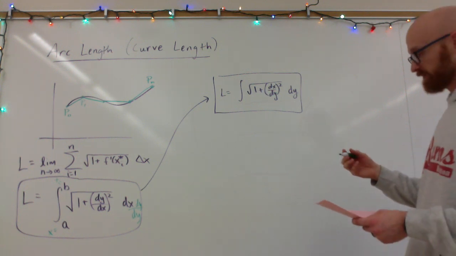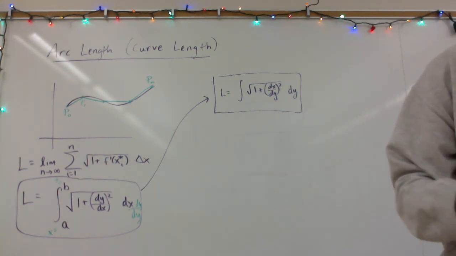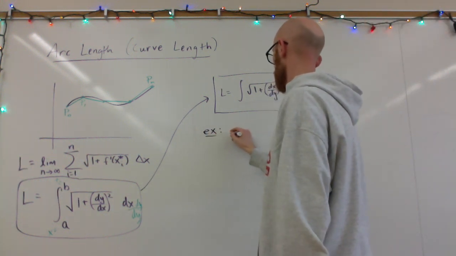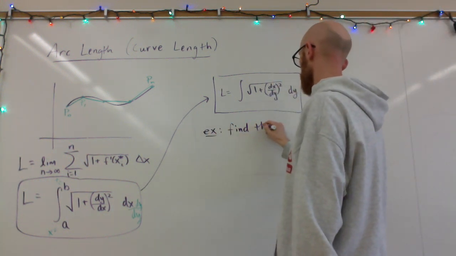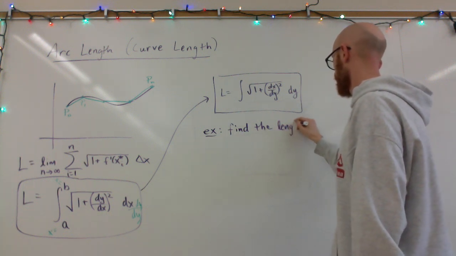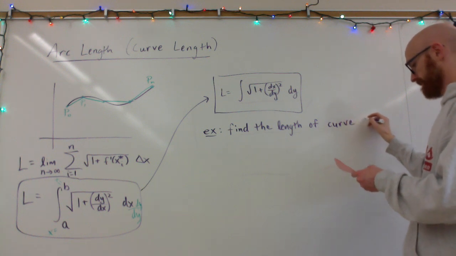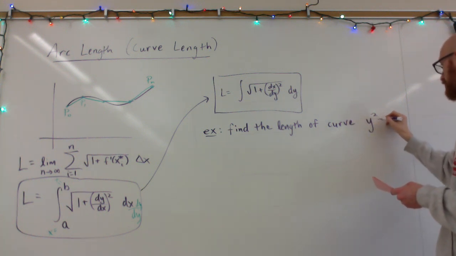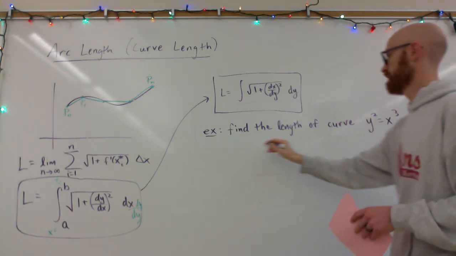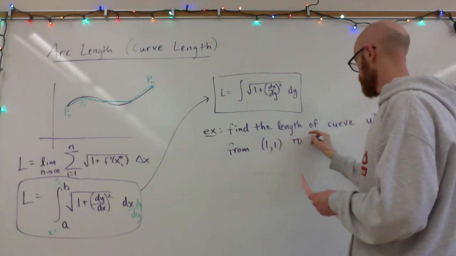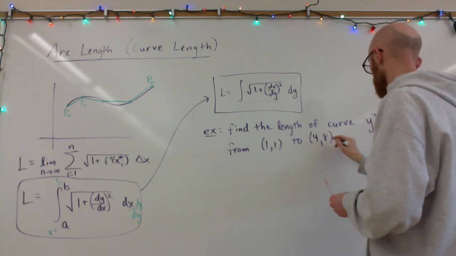So here's the problem. We're going to find the length of the curve y squared equals x cubed from (1, 1) to (4, 8).